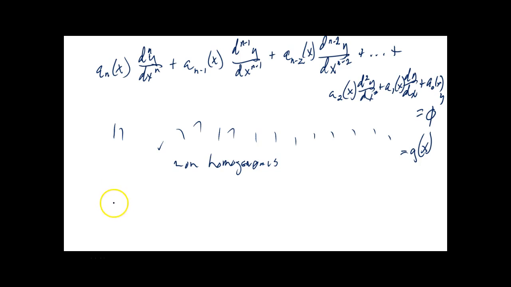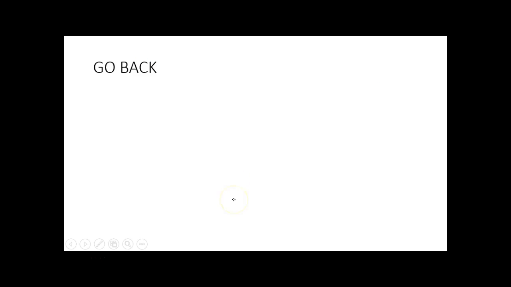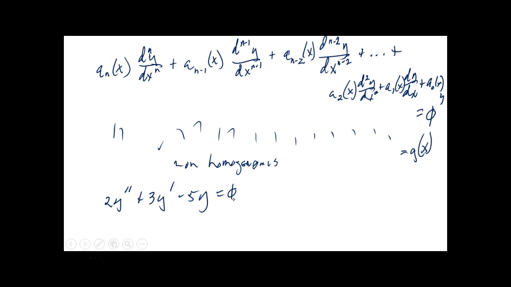So, just some examples. 2y double prime, that means d2y dx squared, plus 3y prime, that's dy dx, minus 5y is equal to 0. Would that be homogeneous or non-homogeneous? That's homogeneous. How about this one?